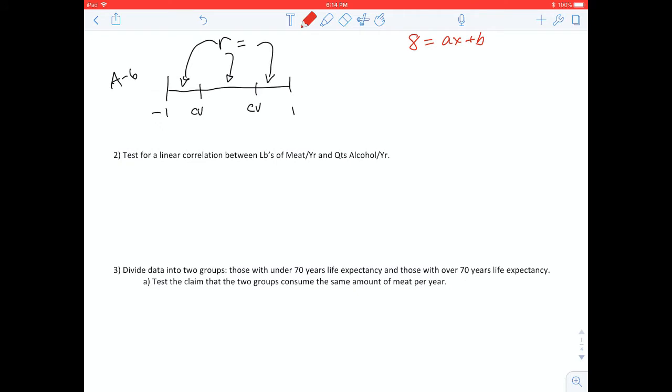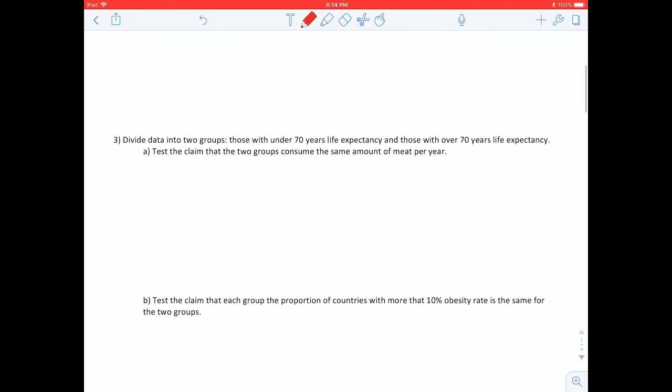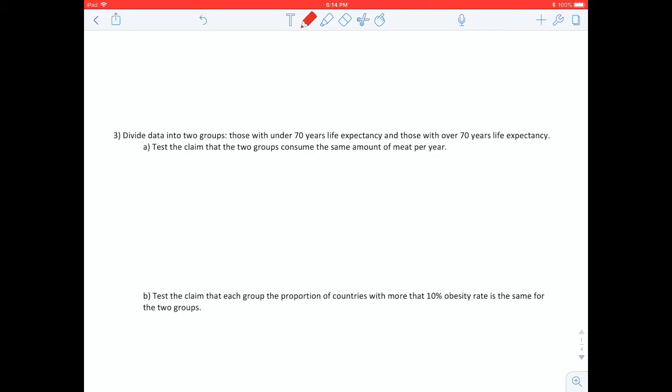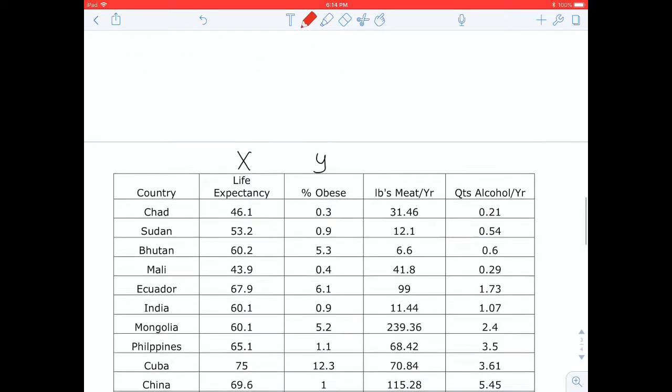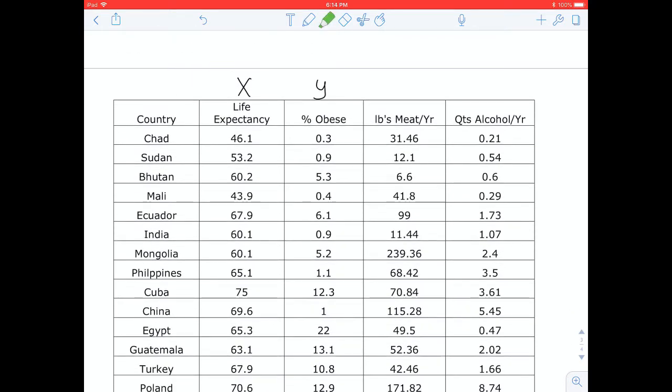Number 2 is very similar, test for the linear correlation with the R. Then to a problem that's a little more challenging. So first of all, it's saying look at those with under 70 years life expectancy. So first thing I'll do is I'll go and highlight those that are under 70 years. I'm probably not going to do the whole thing, but for life expectancy under 70 years, that would be this one, this one, this one.